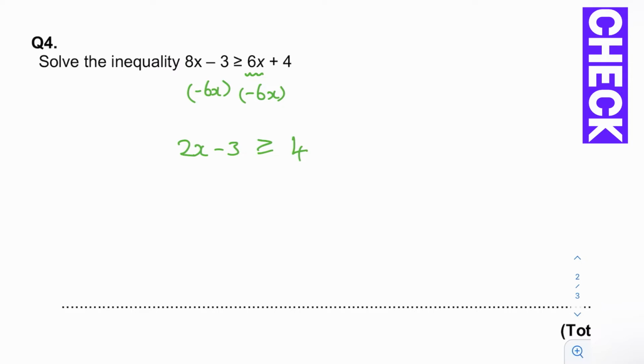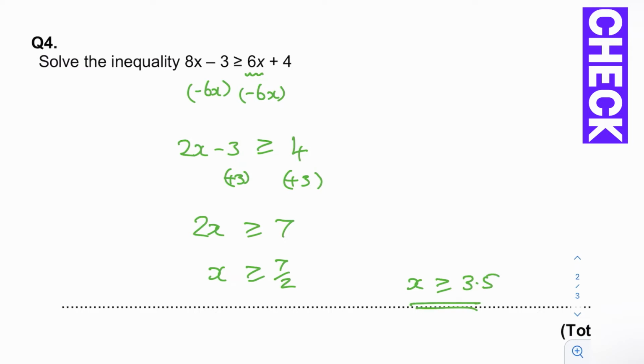And now we can look at solving this. So we're going to add 3 to both sides, so we're just left with the 2x by itself. And then finally we're going to divide by the 2. Now here you can leave it as a fraction, but I know a lot of you like to change that into a decimal. So you'd get x is greater than or equal to 3.5.